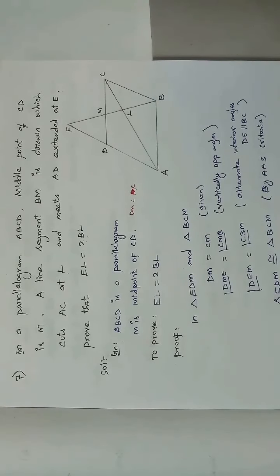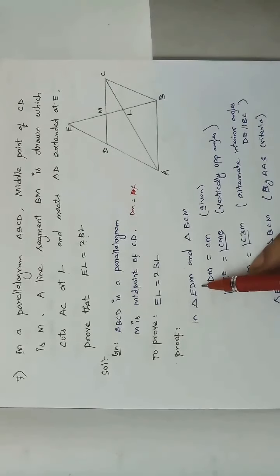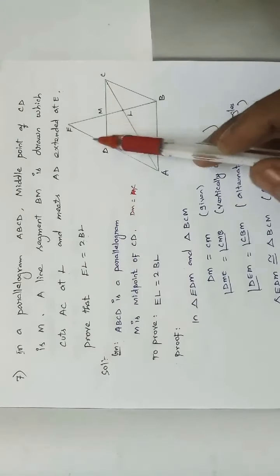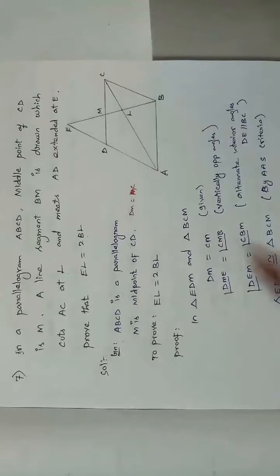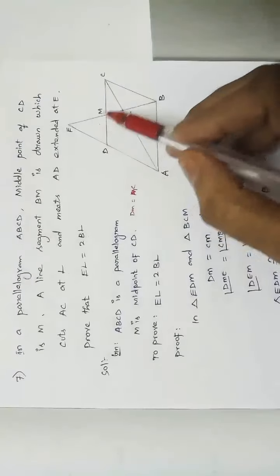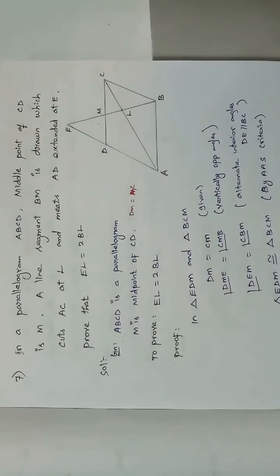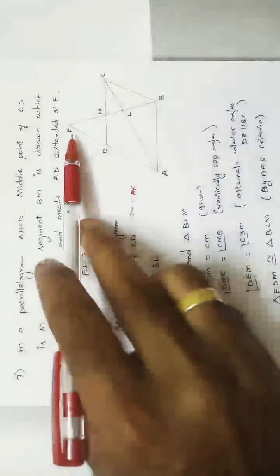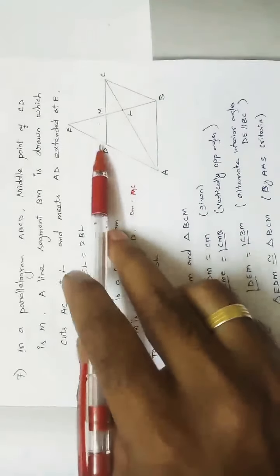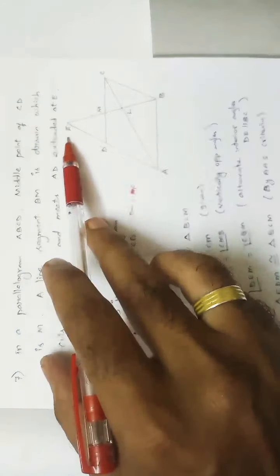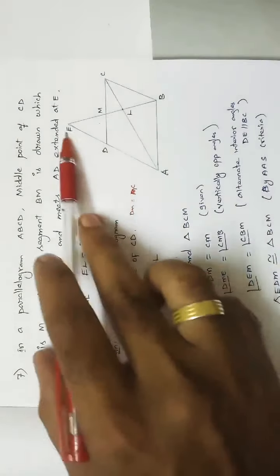Now see, I am just taking the triangles. Proof: in triangle EDM and triangle BCM, I'm choosing these, and I'm going to prove that these two triangles are congruent. Why am I proving that they are congruent? Because I'm going to prove that AD is equal to DE. DE is not a part of the parallelogram, but I'm going to show that it is equal to AD.